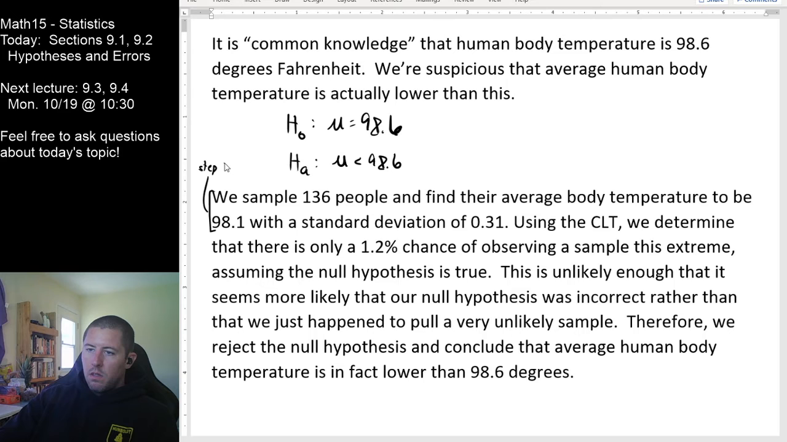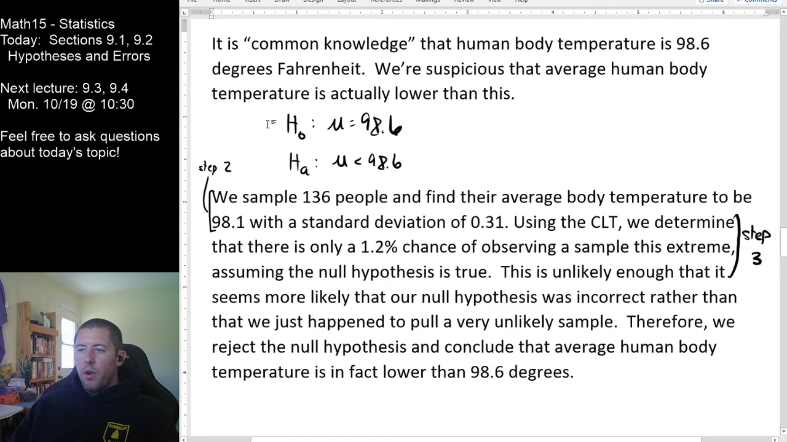We have performed the experiment and we have collected data. We are now going to use the CLT over here. This is going to be our step three. We are going to say, all right, so we collected a sample. Given that we're assuming that the null hypothesis is true, if the null hypothesis were true, how likely would it be that we see an example like the one that we drew?